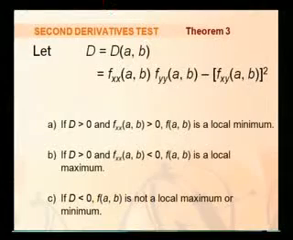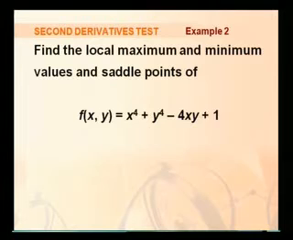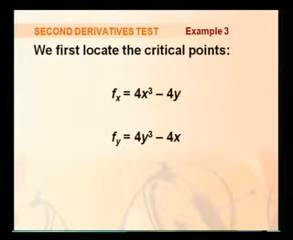If we look at another example, so look at the PPT. This is example number 2: find the local maximum and minimum values and the saddle points of the function f(x, y) is equal to x raised to 4 plus y raised to 4 minus 4xy plus 1. So first we need to find the critical points. So we need to find fx, that means the partial derivative of f with respect to x, which is equal to 4x cube minus 4y, and in the same way fy is equal to 4y cube minus 4x.